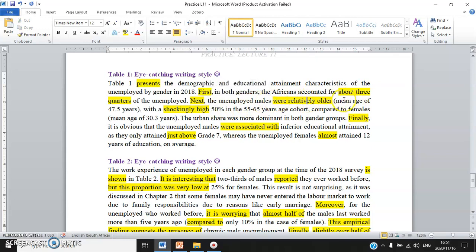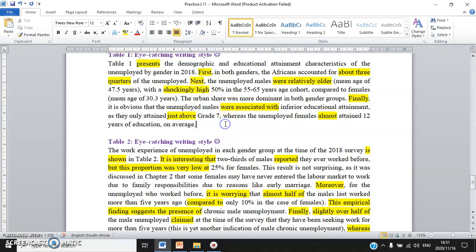In brackets, you provide additional information. The mean age of unemployed male is older, 47.5, comma, with a shockingly high 50% in the 50 to 65 years age cohort compared to females. In bracket, the mean age of female unemployed is younger, only about 30 years old. Full stop.